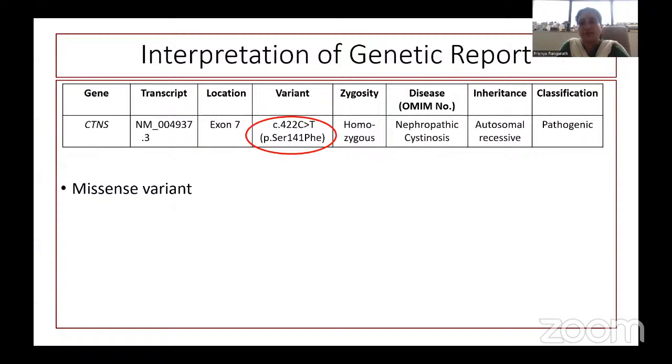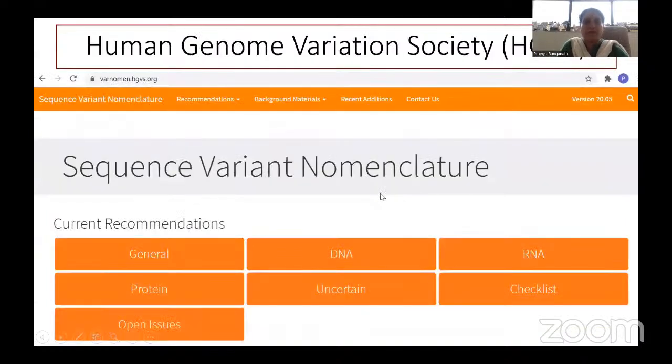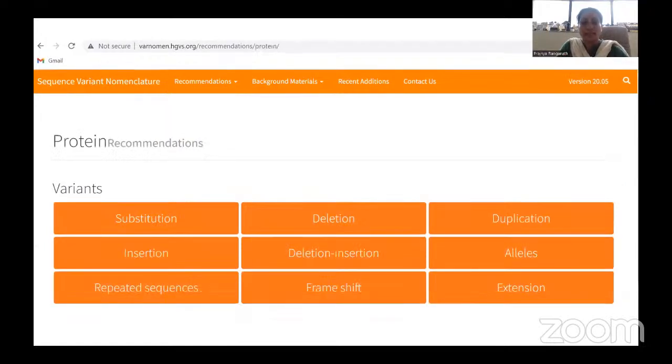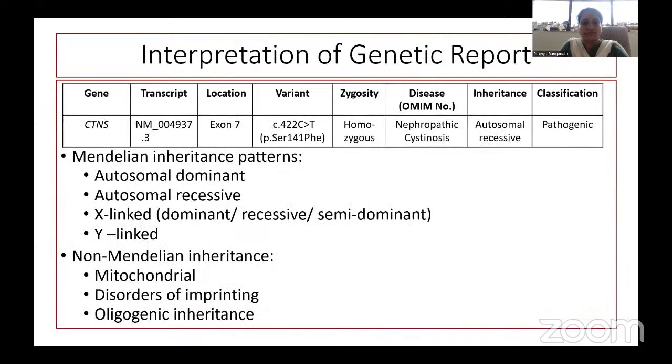This is a missense variant, but it is a known pathogenic variant because the nucleotide substitution is resulting in serine being substituted by phenylalanine. Then there are specific guidelines followed for the notation of the variants, which most of us follow, the Human Genome Variation Society guidelines, and there are recommendations given for notation for the nucleotide variants as well as for the amino acid, that is, protein variants.